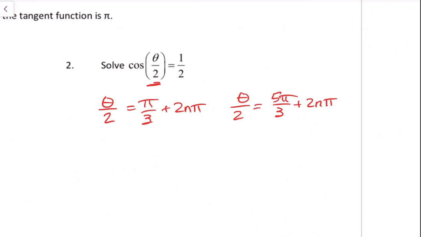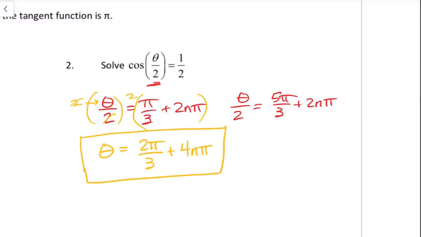And now what I want to do is just rewrite these general forms so that I have theta alone on one side. So this time I've got theta divided by 2. So to get theta alone, I'm going to multiply both sides of my equation by 2. So that divides out my 2 there, giving me theta alone on one side. And on the right-hand side, I'm going to have my general form, 2 pi over 3 plus 4n pi. There's my first general formula for that.